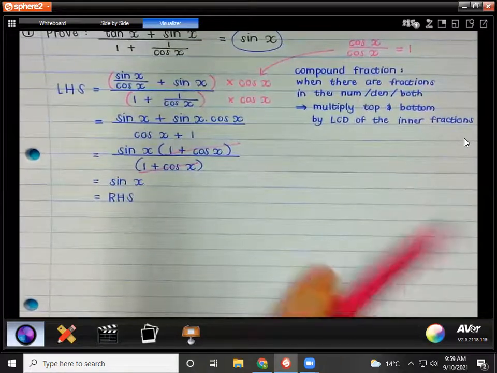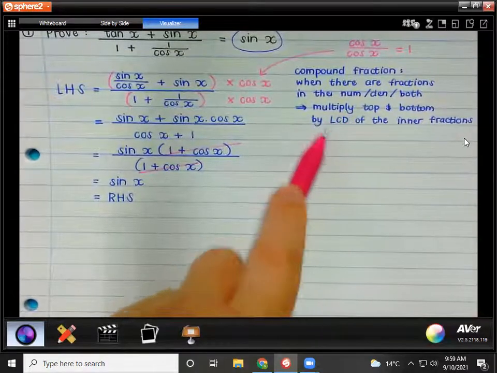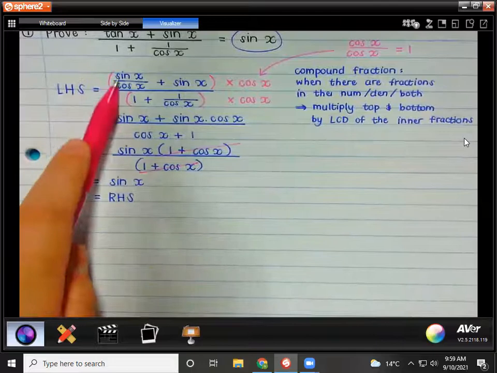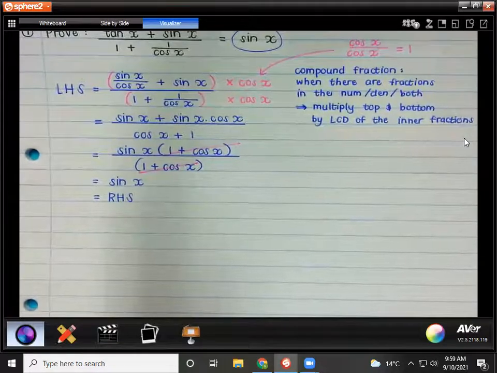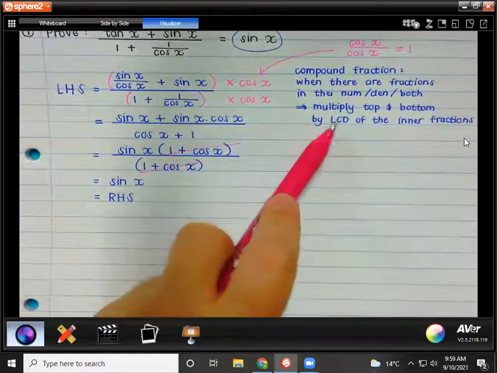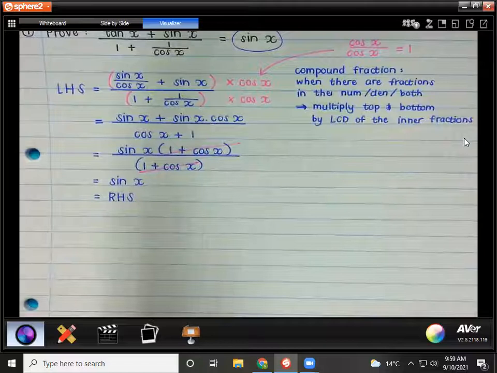All right, so that's why I'm saying the LCD of the inner fractions. In this case, the inner fractions have the same denominator, which is why we just multiplied by cos x. But if they had different ones, you need to multiply by something that will cancel out both of the denominators. Okay, so that's the LCD.